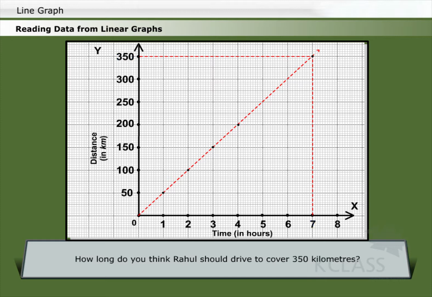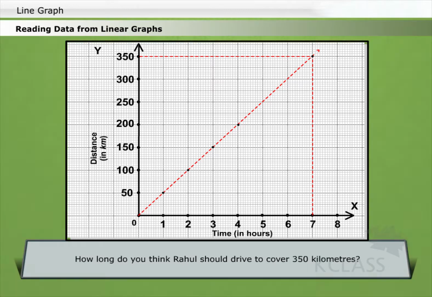So now we can see how graphs help us in interpreting any information. Let us summarize what we've covered in this learning unit.